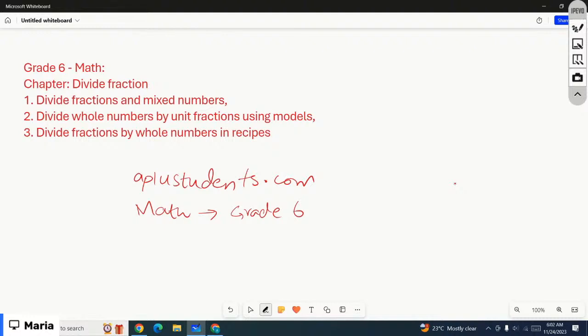We're going to start with the chapter divide fractions, and the lessons we're going to cover today are divide fractions and mixed numbers, divide whole numbers by unit fractions using models, divide fractions by whole numbers, and recipes.